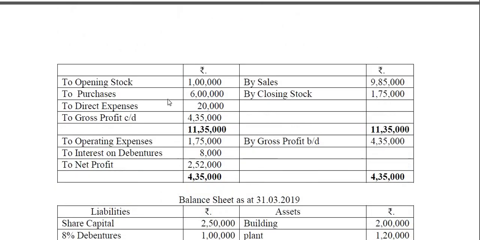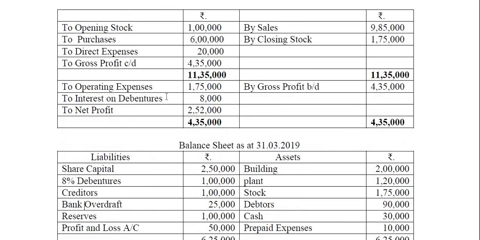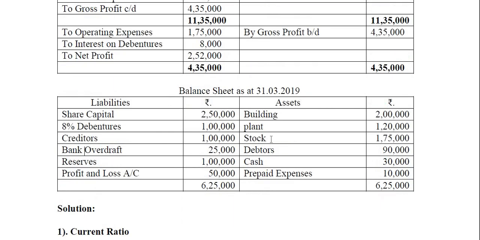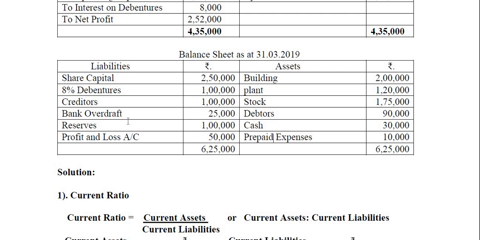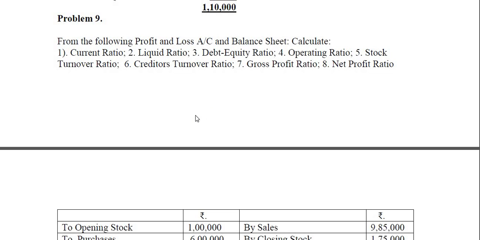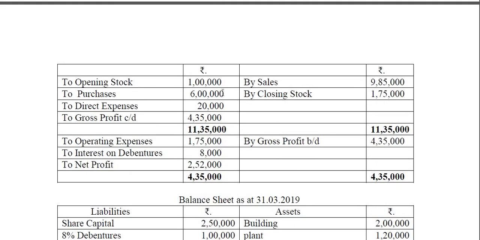Then liquid ratio. So in order to calculate liquid ratio, you have to exclude stock from the current assets. That means you have to take debtors, cash and prepaid expenses. That will be total of these values, and that is quick assets. And here on the liability side, from the current liabilities you have to exclude bank overdraft. That means you have to take only creditors, one line. Then next ratio is debt equity ratio. Long-term debts divided by shareholders funds.